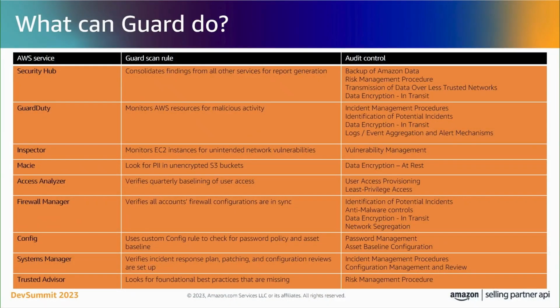So this is what Guard covers today. In the first column, you will see the AWS services that Guard currently integrates with. The middle column is the scan rules that I was talking about. And the last one is all the security controls in today's Deloitte audit framework. So if you have gone through a Deloitte audit, you're familiar with those things, right? Those are the domains and controls you have to answer questions about.